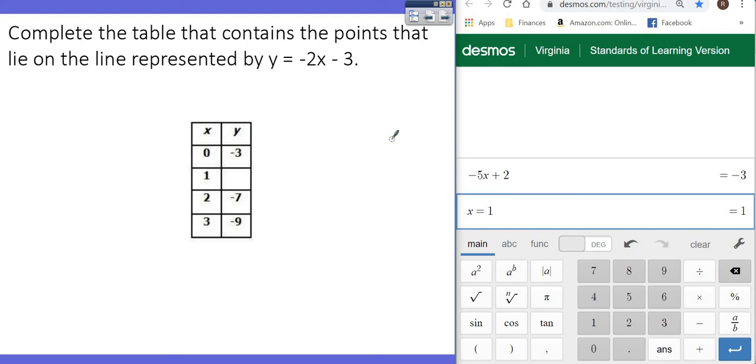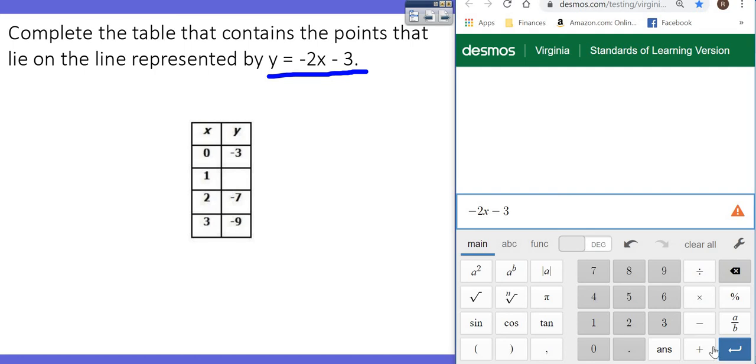It says, complete the table that contains the points on the line that are represented here. Okay? Complete the table that contains the points that lie on the line represented by this line. So we're going to come over here to our calculator and say, all right, I can do that. I'm going to go ahead and put this in. I'm going to put in -2x minus 3.